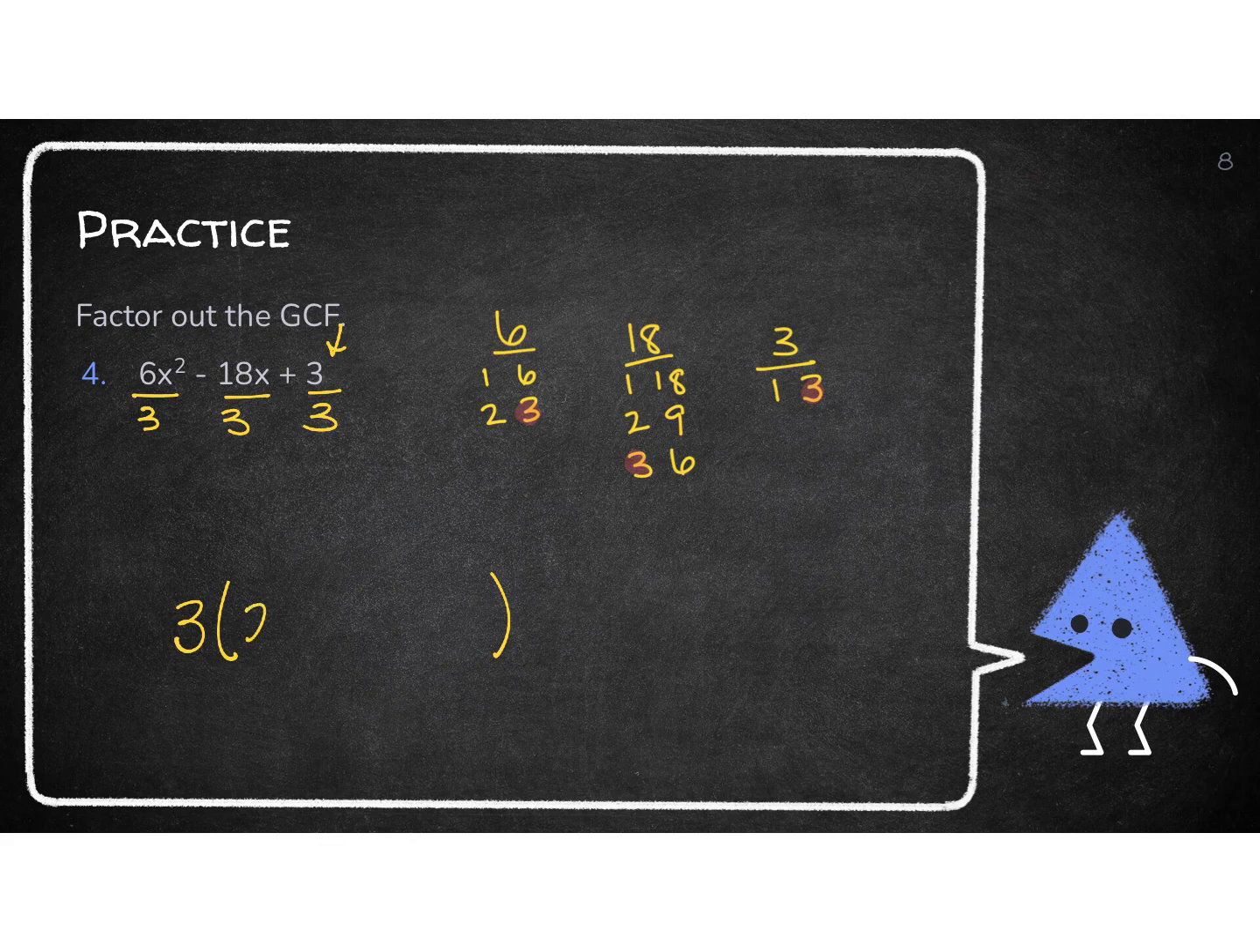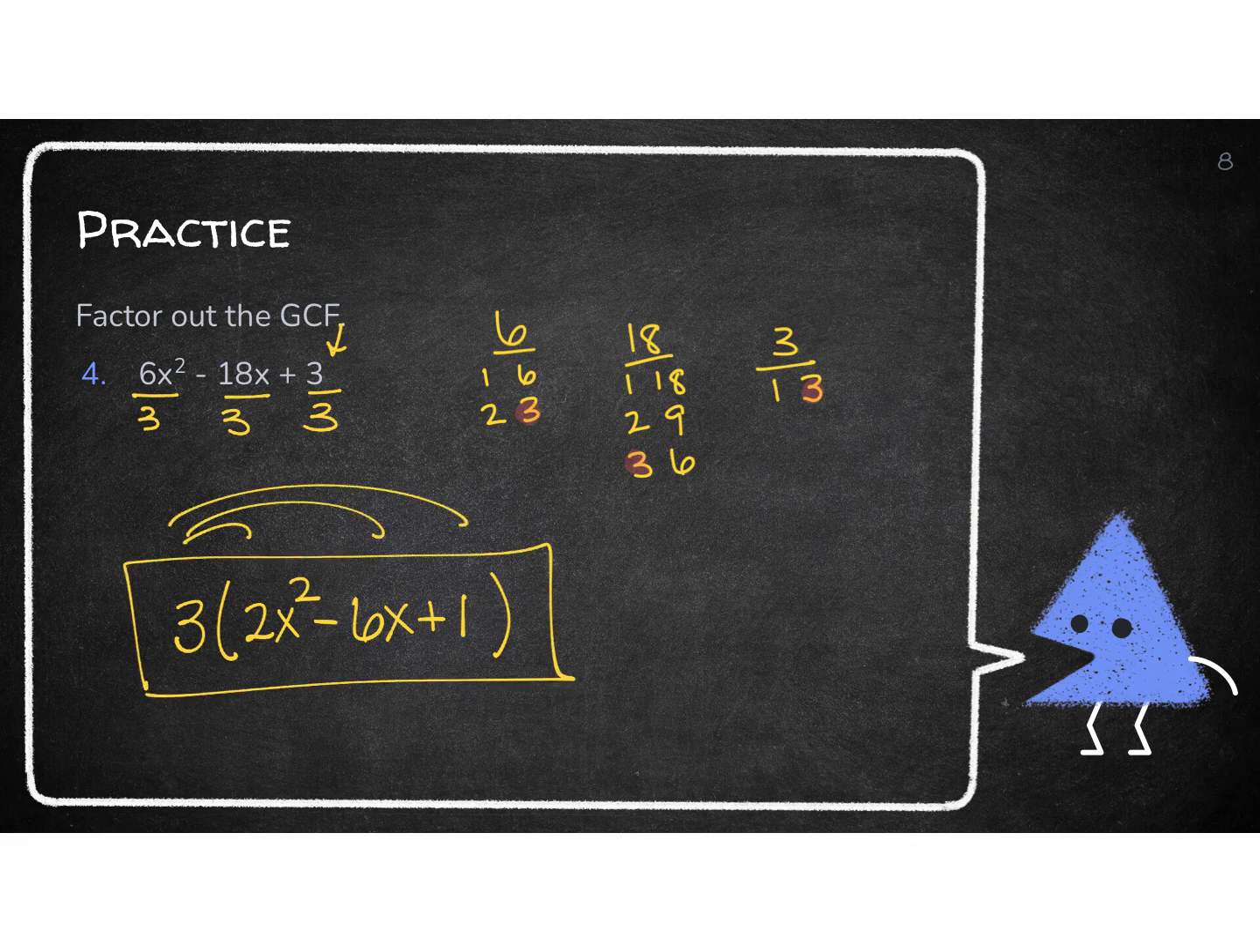6 divided by 3 is 2. I still have the x squared. 18 divided by 3 is going to give me 6. I still have the x. And then I have plus 1. That's my final answer for that. Again, you can distribute back through and see if you would get there.